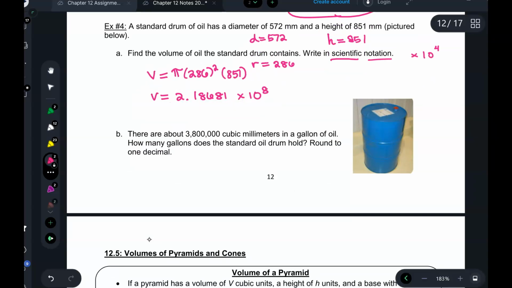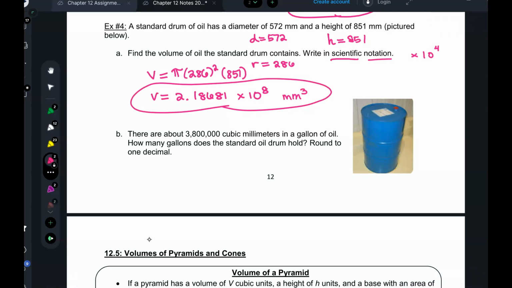And you know what we forgot to put in here? That's cubic millimeters. So this is the volume of the drum. If there are 3,800,000 cubic millimeters in a gallon, what do we do? Volume equals space times time. Okay, if I told you that, do we divide that by that? Yeah, we have to divide.